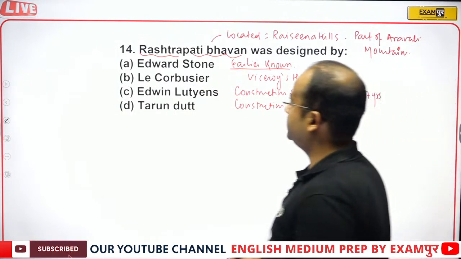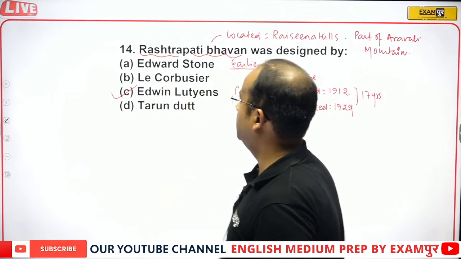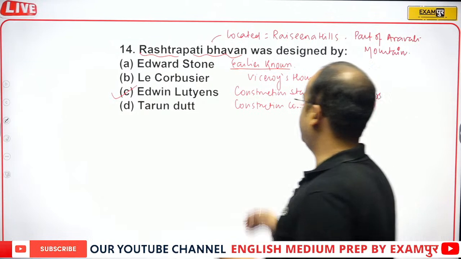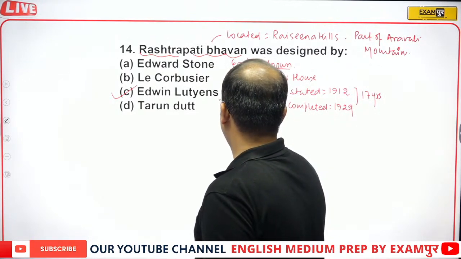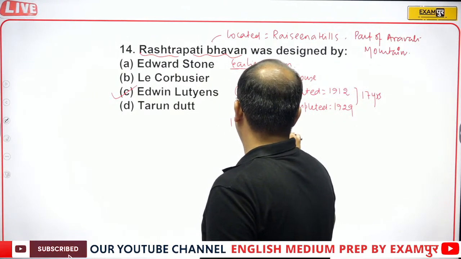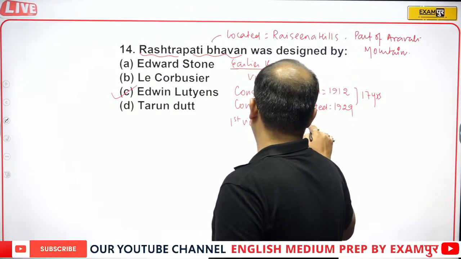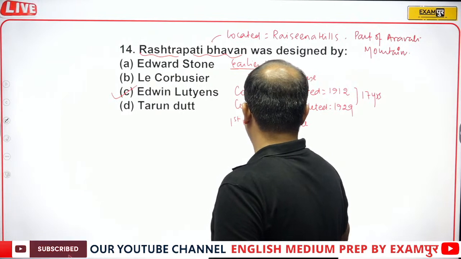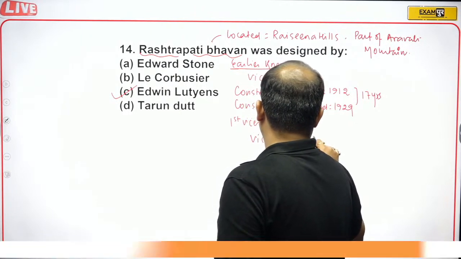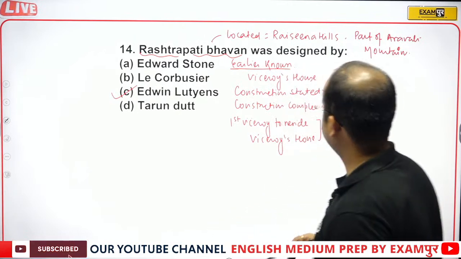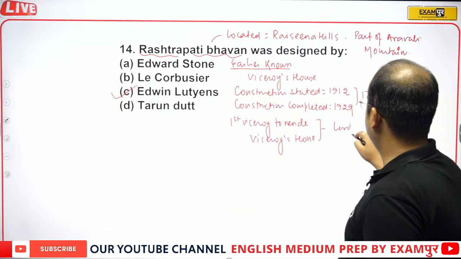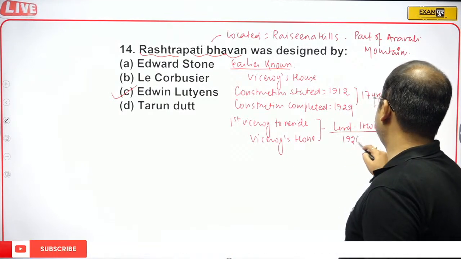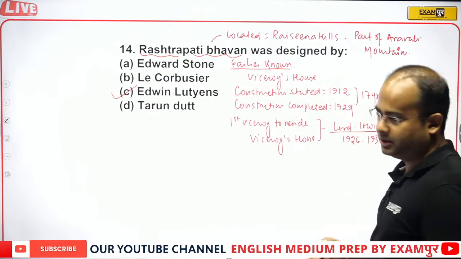And that was being designed by Edwin Lutyens. So Edwin Lutyens is called the chief architect of Rashtrapati Bhavan, and you will find that the first viceroy to reside in Viceroy House, now Rashtrapati Bhavan, was Lord Irwin. 1926 to 1931 is the time period.